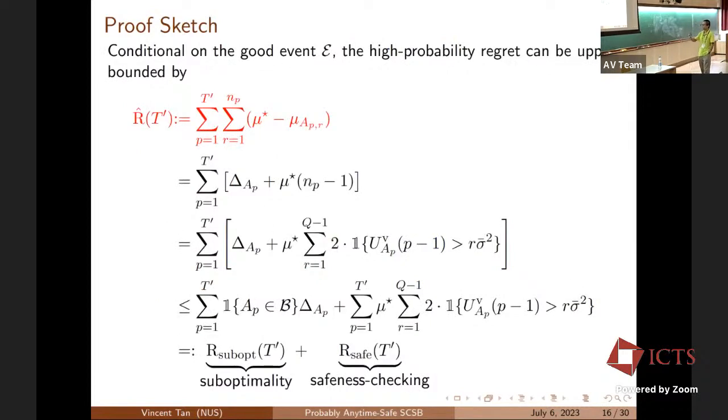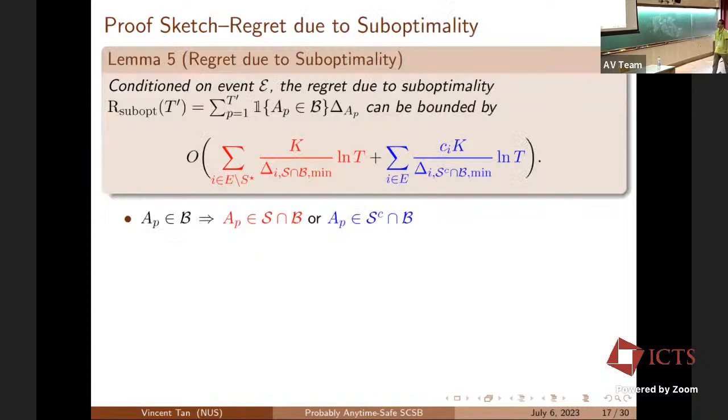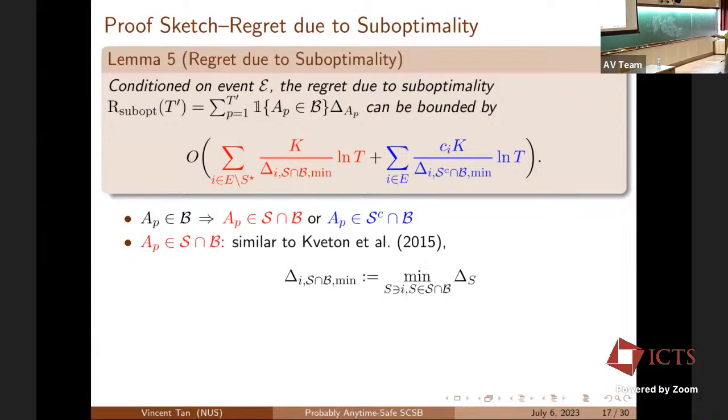Now let's focus on the good event. Through a sequence of steps that I will not describe, the good event can be decomposed into two parts that have names. One is the regret due to suboptimality, and one is the regret due to safeness checking. These are called R suboptimality and R safeness checking, respectively, and I'll go into each of them. For the suboptimality part, this is a little bit technical, but you see that we will involve things like the gaps, the gaps associated to items i that are safe and suboptimal. This part is similar to standard combinatorial semi-bandits, if you know this line of work.